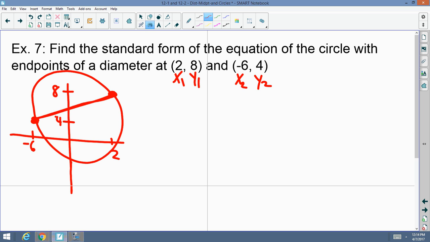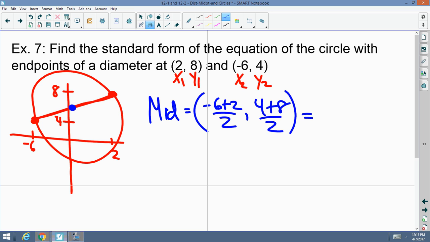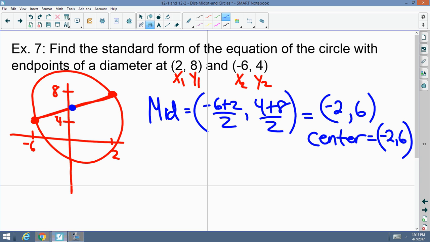Now, let's solve. How do I find my center? The center of the diameter is the midpoint, right? Okay. There you go, buddy. So my midpoint is going to equal negative 6 plus 2 over 2, comma, 4 plus 8 over 2, which equals negative 2, comma, 6. That's my center. Moto, why is it your center? Because the midpoint of the diameter is the center of the circle. Does everyone see that? Please.